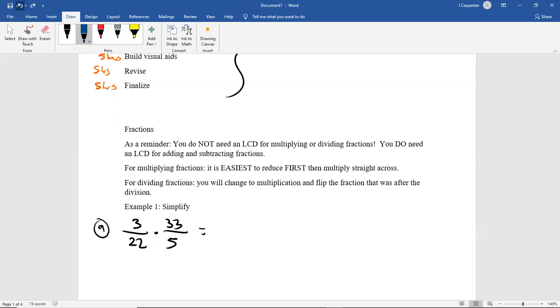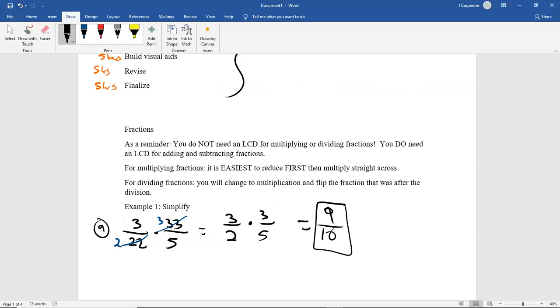So 3 and 22, nothing to reduce. 3 and 5, nothing to reduce. 33 and 5, nothing to reduce. But 22 and 33 are both divisible by 11. 11 goes into 22 twice and into 33 3 times. So what some people like to do is then rewrite the fraction. Some people don't have to. It's up to you, but you'd have 3/2 times 3/5. And then some people might say, oh, these 3's cancel each other and they make 1s because they're the same number. No, they're both on top, they don't cancel. You just multiply straight across at this point. 3 times 3 is 9, over 2 times 5 is 10. And that would be our answer. What I like about reducing first is if you reduce as much as possible, which we have, the answer is automatically reduced as much as possible.